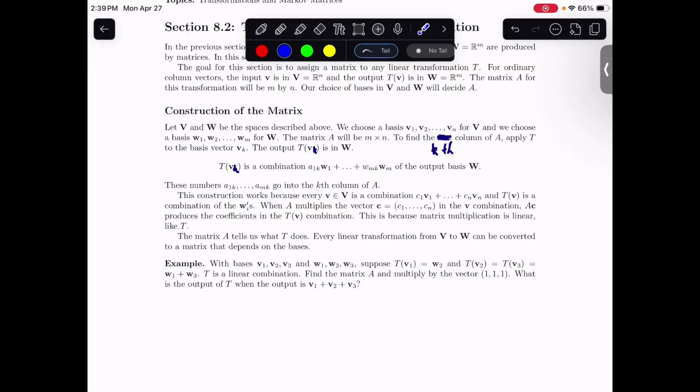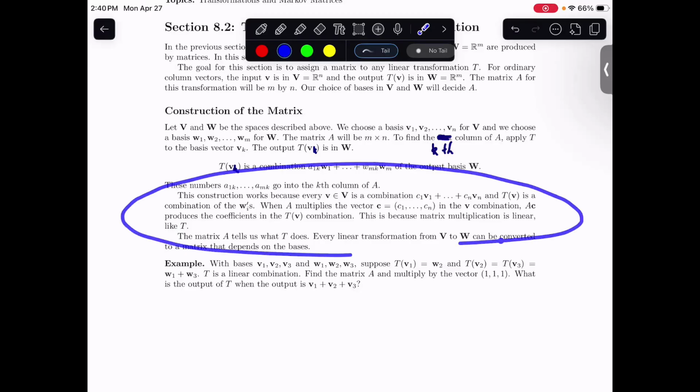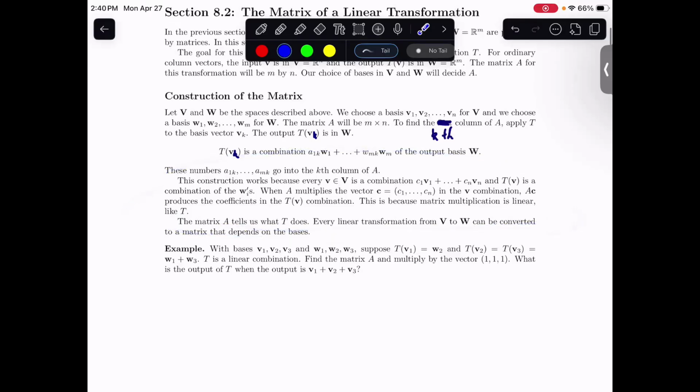And so this construction works because every v in our vector space V is a combination of the following form. And we know that T of v, because it's an element of W, is going to be a combination of the w_i's. And so when A multiplies the vector c, which is these coefficients in the v combination, we have that A times c produces the coefficients in the T of v combination. This is just from the fact that matrix multiplication is linear, just like T is. This will be more clear when we go through an example. Maybe I was just saying words and you're like, I'm not following. It'll make more sense when we go through an example.